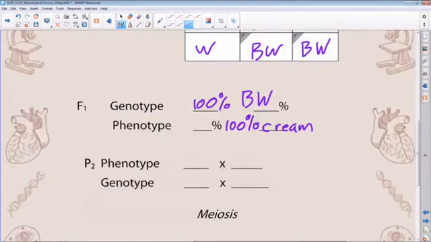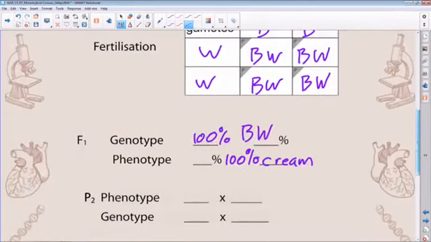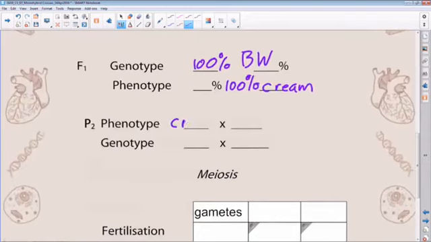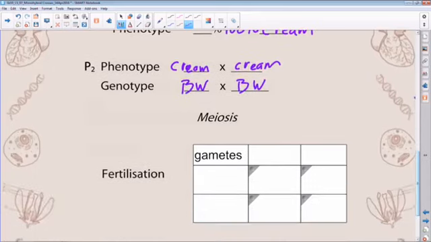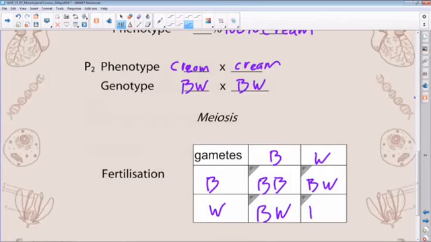Okay, cool, and then of course you have your cream, bring that in, cream and cream, and that means it's a B and a W, and a B and a W. We cross them all together. B, W, B, W. Okay, I'm going to get a big B and a big B, a big B and a W, a big B and a W, and a W and a W.